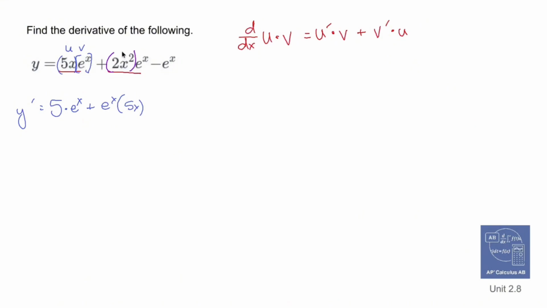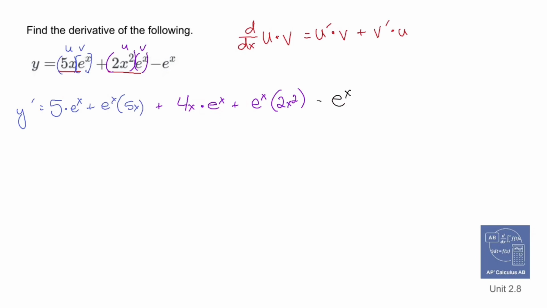So 2x squared is going to be my u, e to the x is going to be my v. So we're going to add, because that's a plus sign, take the derivative of the first function, so the derivative of 2x squared is 4x, okay, times, keep the second guy exactly the way it is, e to the x, plus the derivative of the second guy, which is e to the x, times, keep the first guy the way it is, 2x squared. Okay. And then the derivative of e to the x, so minus e to the x, nothing changes.